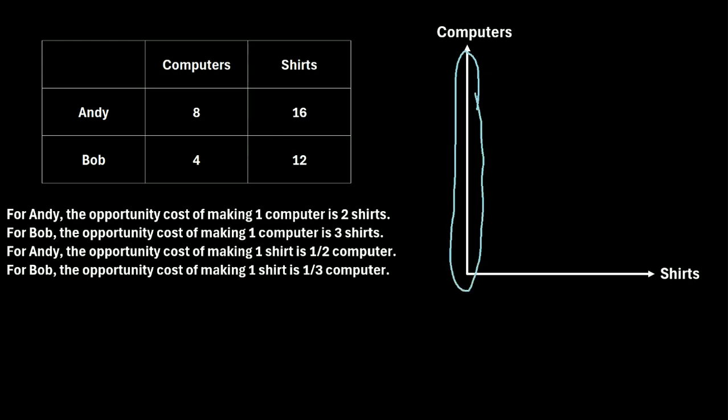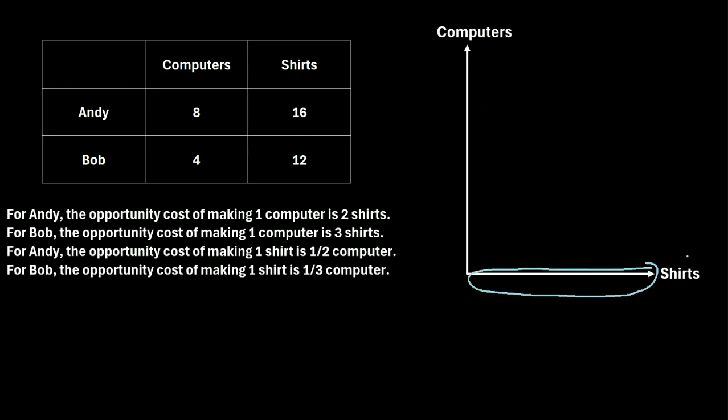On one axis, we'll place one of the goods. So let's say we'll put the computers on this y-axis. And on the other axis, we'll place the other good. So let's say shirts will go on the x-axis.